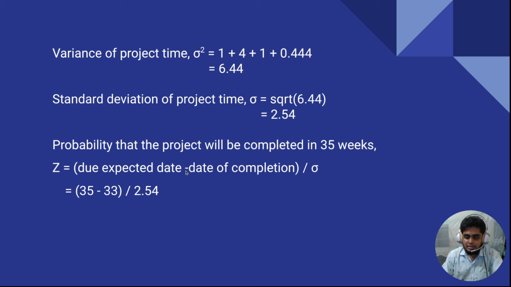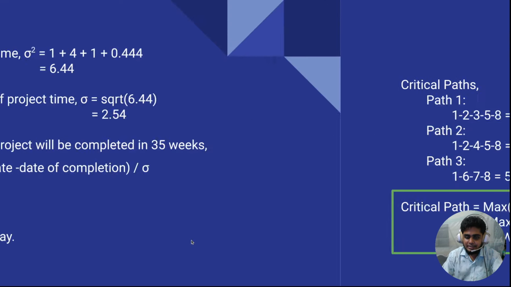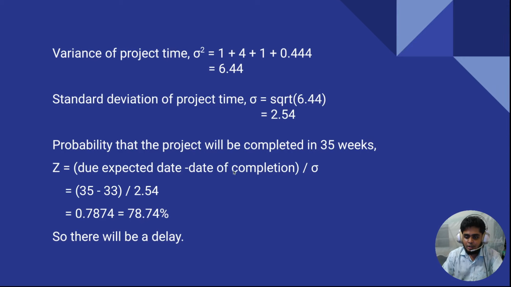Just subtract 33 from it. What is 33? If you can't remember, the date of completion is basically this. Remember the critical path: after calculating all of those paths and finding the maximum time, which is basically 33 for path 1, I take this value, 33 weeks, and use it here as the date of completion. I have to always take the maximum weeks.